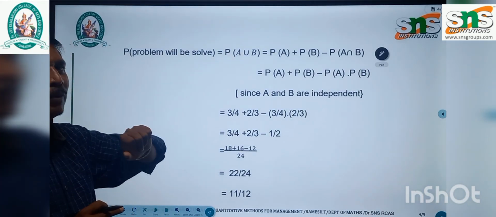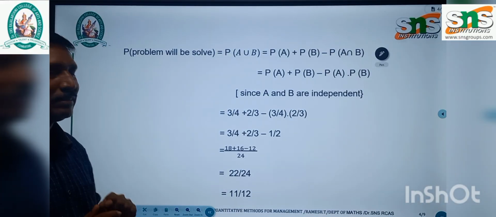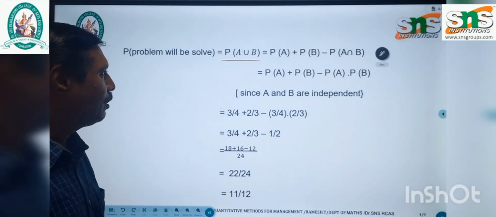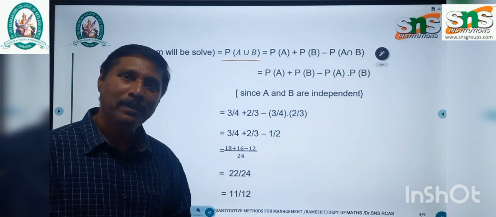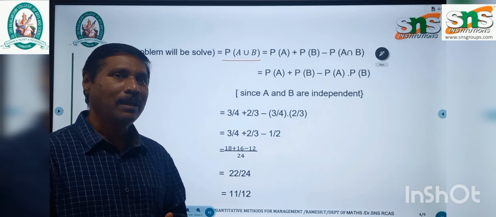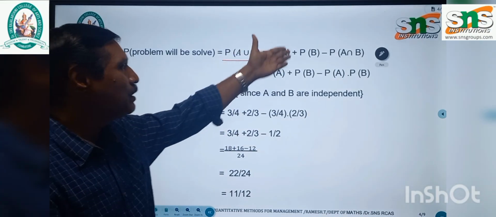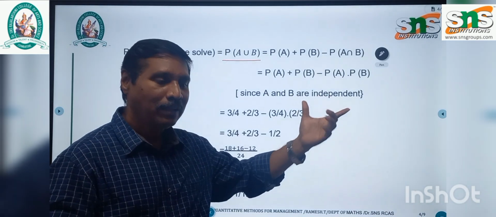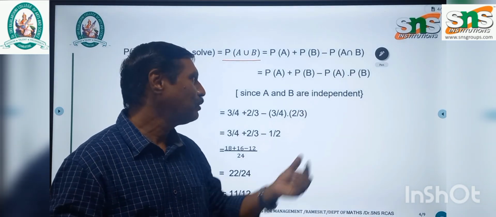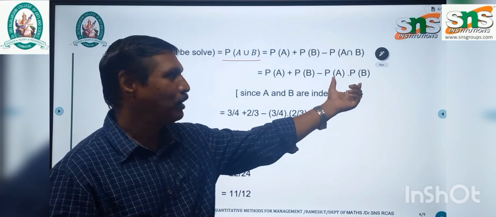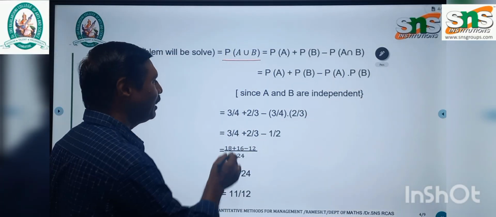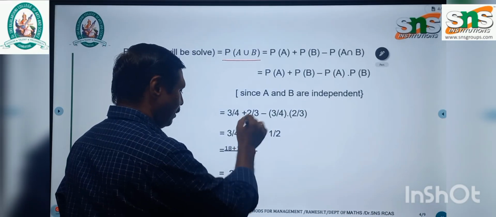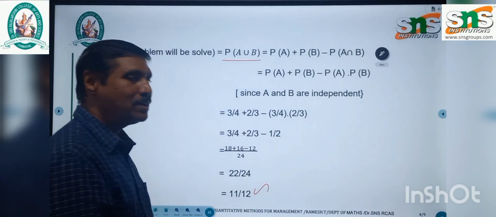Next, the problem will be solved by A or B. In probability, or means union and and means intersection. So we need probability of A union B. We have the addition theorem: probability of A union B is probability of A plus probability of B minus probability of A intersection B. Then we write probability of A plus probability of B minus probability of A into probability of B. Why? Because both are independent; the two students solve the problem independently. Therefore probability of A intersection B is probability of A into probability of B. Putting in the values, 3 by 4 plus 2 by 3 minus 3 by 4 into 2 by 3. Reducing that, the answer is 11 by 12. That's all.